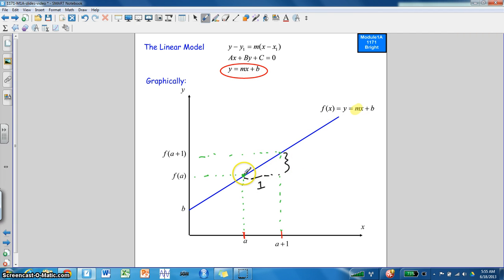If we go over 1 unit, we need to, if we remember, slope is the rise over the run. Well, we know our run is 1, and in order to maintain equality, the rise should be m, so this changes just m. So the way we interpret a line is that for a 1 unit increase in the independent variable, the dependent variable, the function value or the y value, increases by m. And so graphically that's how we interpret a linear model.